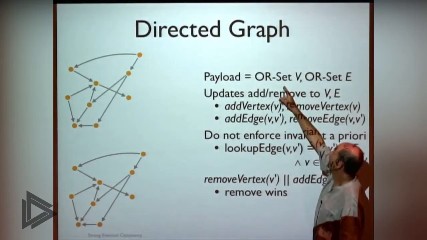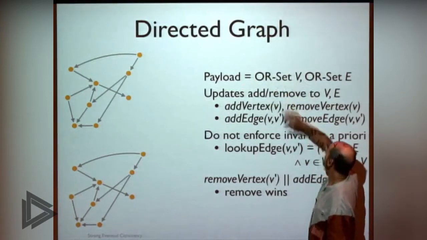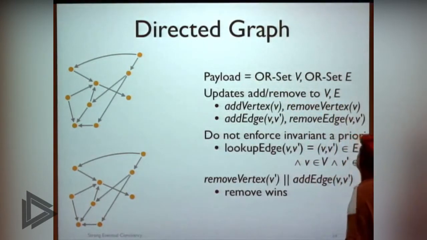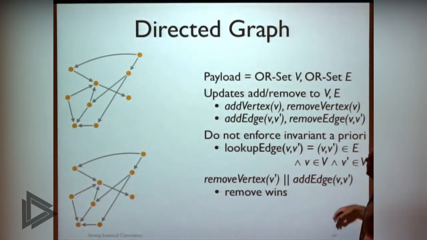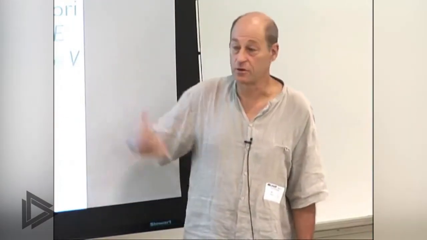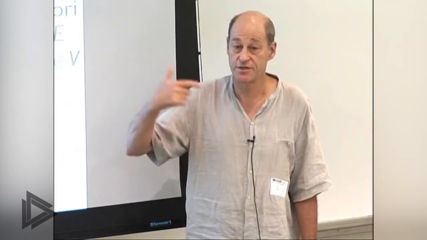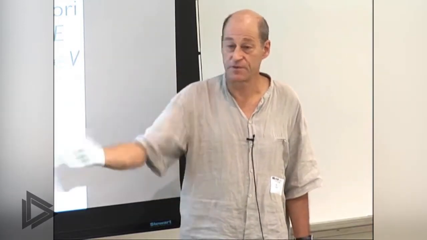So there's an OR, observed-remove set of vertices, and an observed-remove set of edges, right? And basically, what we do is we do not try to enforce the invariant, right? So if you want to add an edge or you want to remove a vertex, fine, just go ahead, right? And we'll check the invariant on lookup, right? So if you try to create an edge to something that doesn't exist, when you do the lookup, we'll just say there's no edge in there, right?